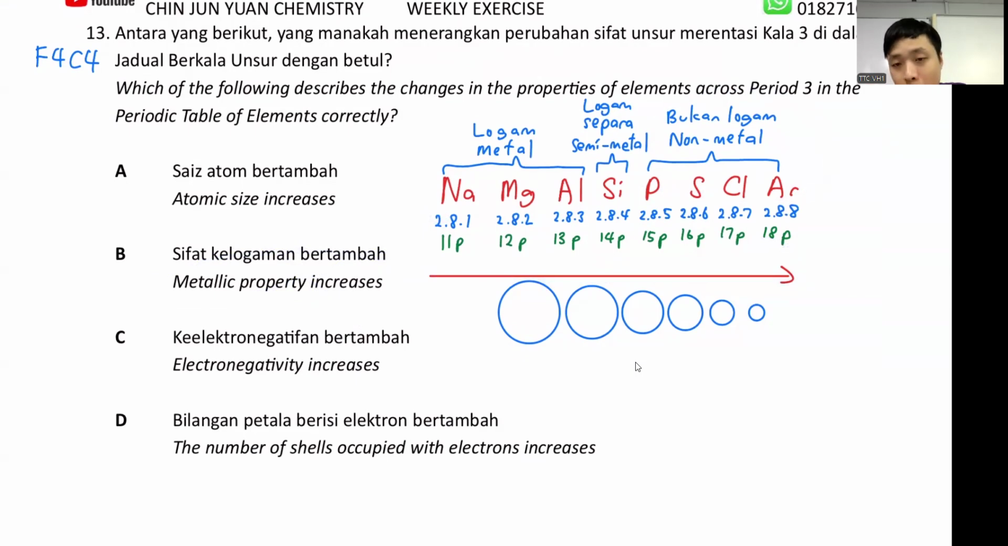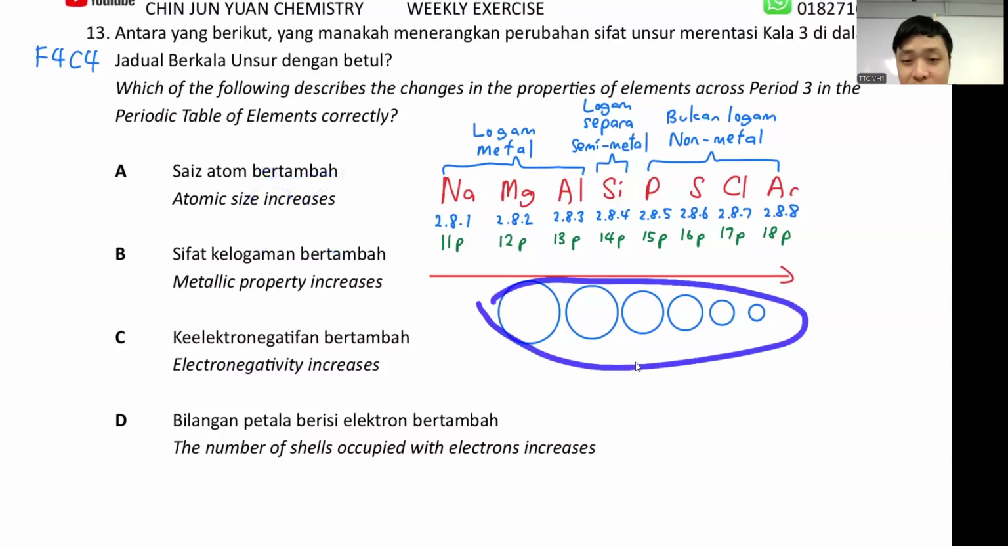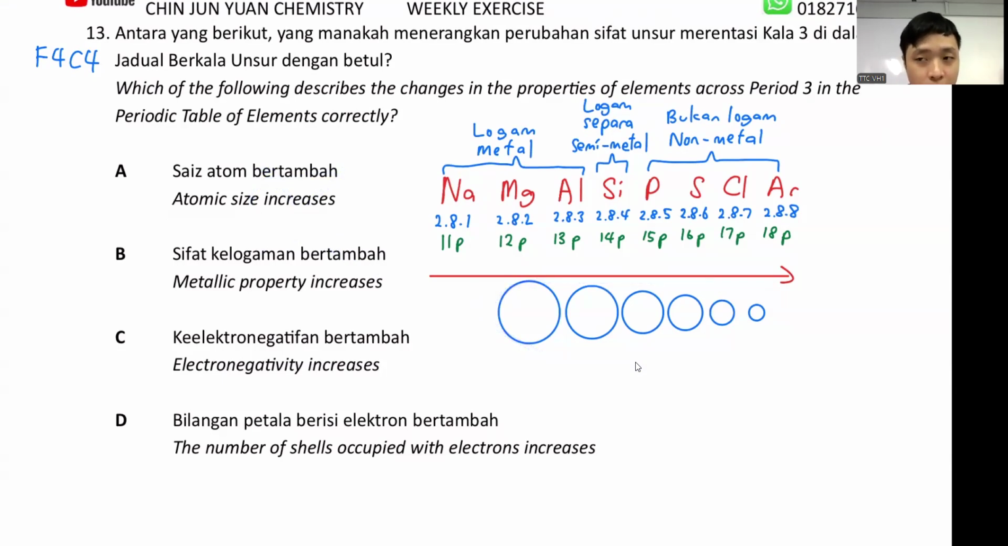So the valency is decreased, from metal become non-metal. And then A, size increase, wrong. Size decrease, correct. Across a period, normally from left to right, the size decreases, bigger to smaller. So number of shells occupied with electron increases, wrong. The shells all are same.